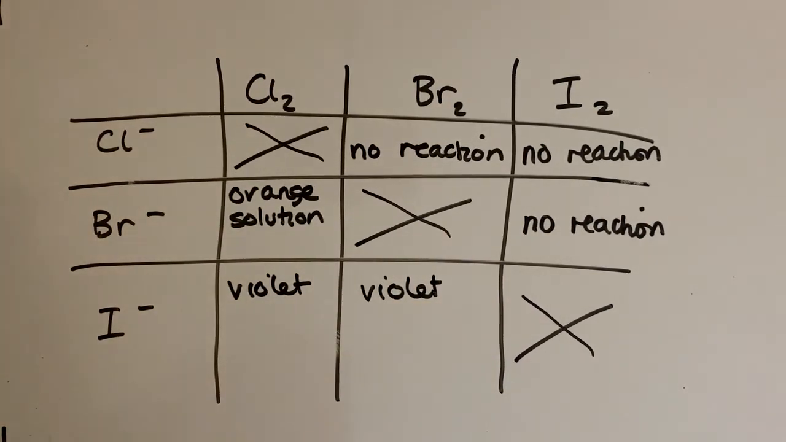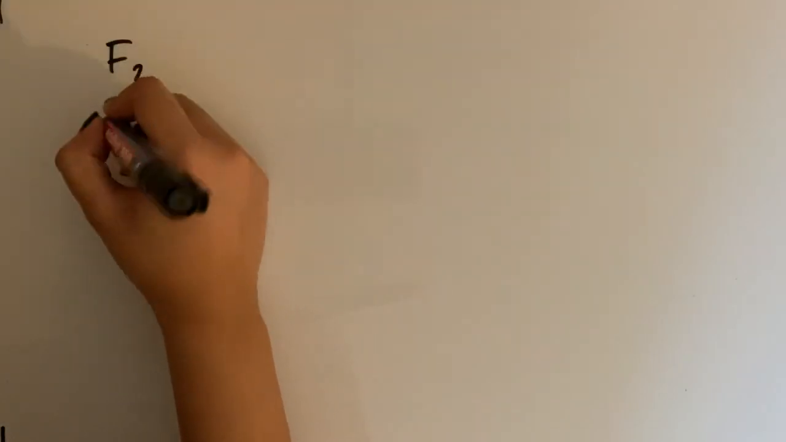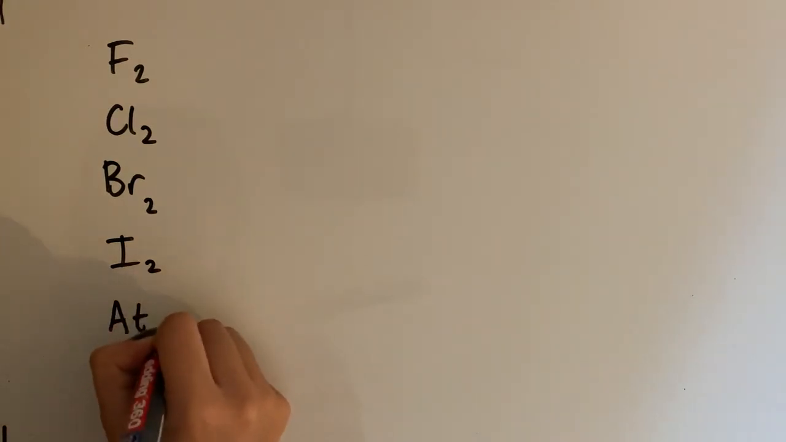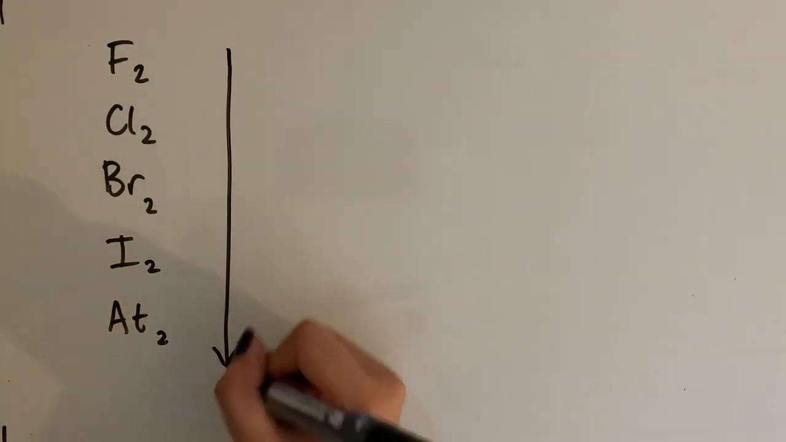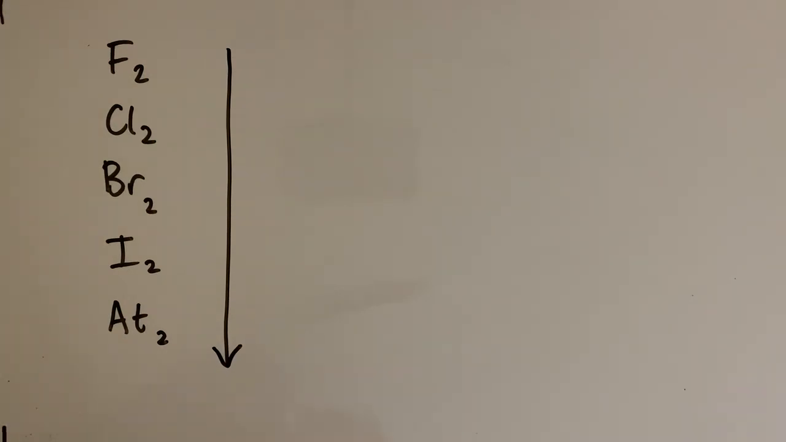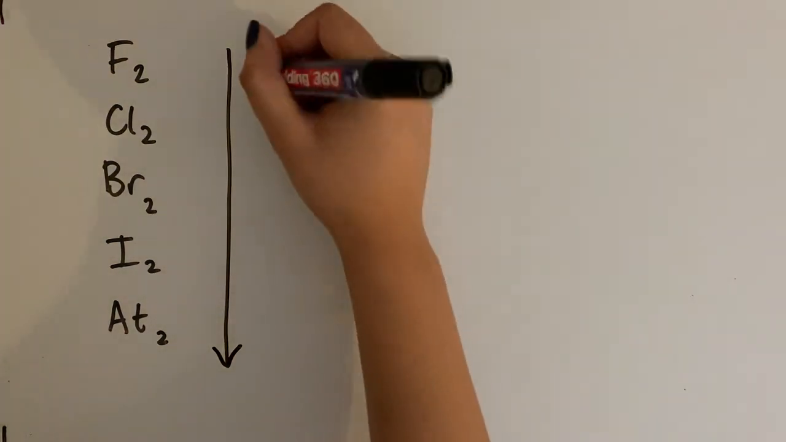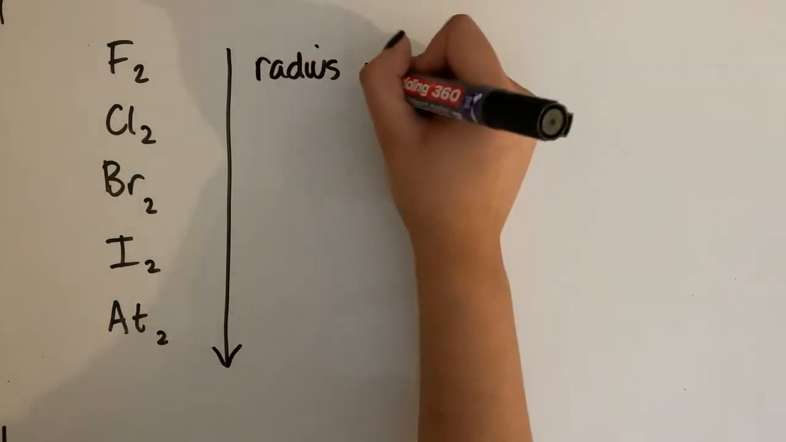Right, let's now discuss these in terms of reactivity. Why is it that the halogens become less reactive as you go down the group? I'm just going to list the halogens again. Remember, the aim for the halogens is that they want to gain an electron. As we go down the group, the size of the atom is going to affect this. Because we've got more electron shells, the radius increases.